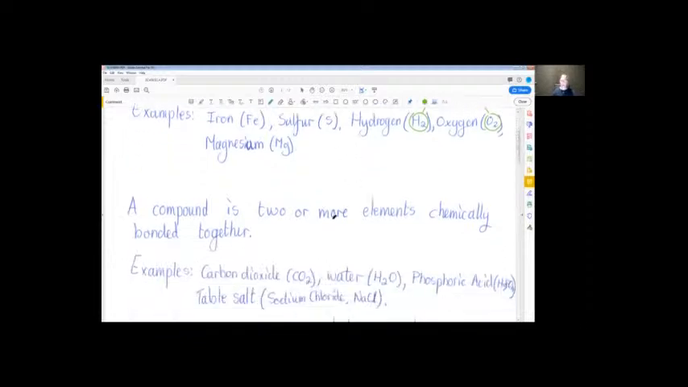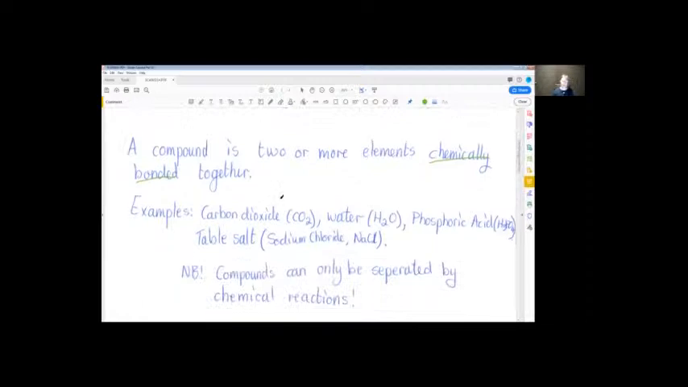A compound is two or more elements that are chemically bonded together. So here is some examples. We've got carbon dioxide. So that is our carbon molecule over there, and there is our oxide, or our dioxide. So that prefix there tells us how many, the di or things like that. But I will go into detail there later.